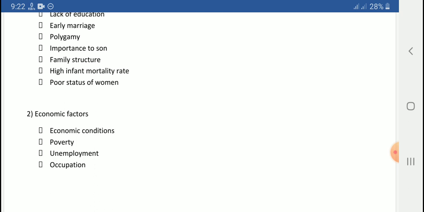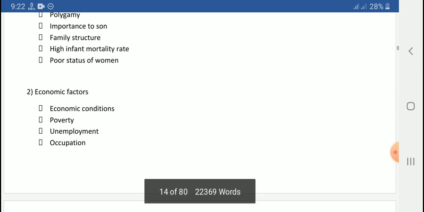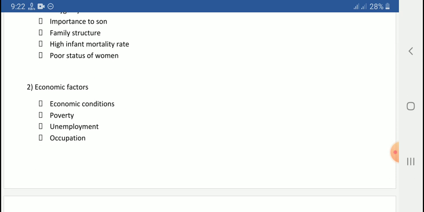Now comes polygamy. Polygamy means when a person gets married to more than two females at a single time, that is called polygamy. So there is the practice of polygamy in our society. Whenever a single person gets married to two or more women at a time, then obviously he will have more children, and this will also help to increase fertility.